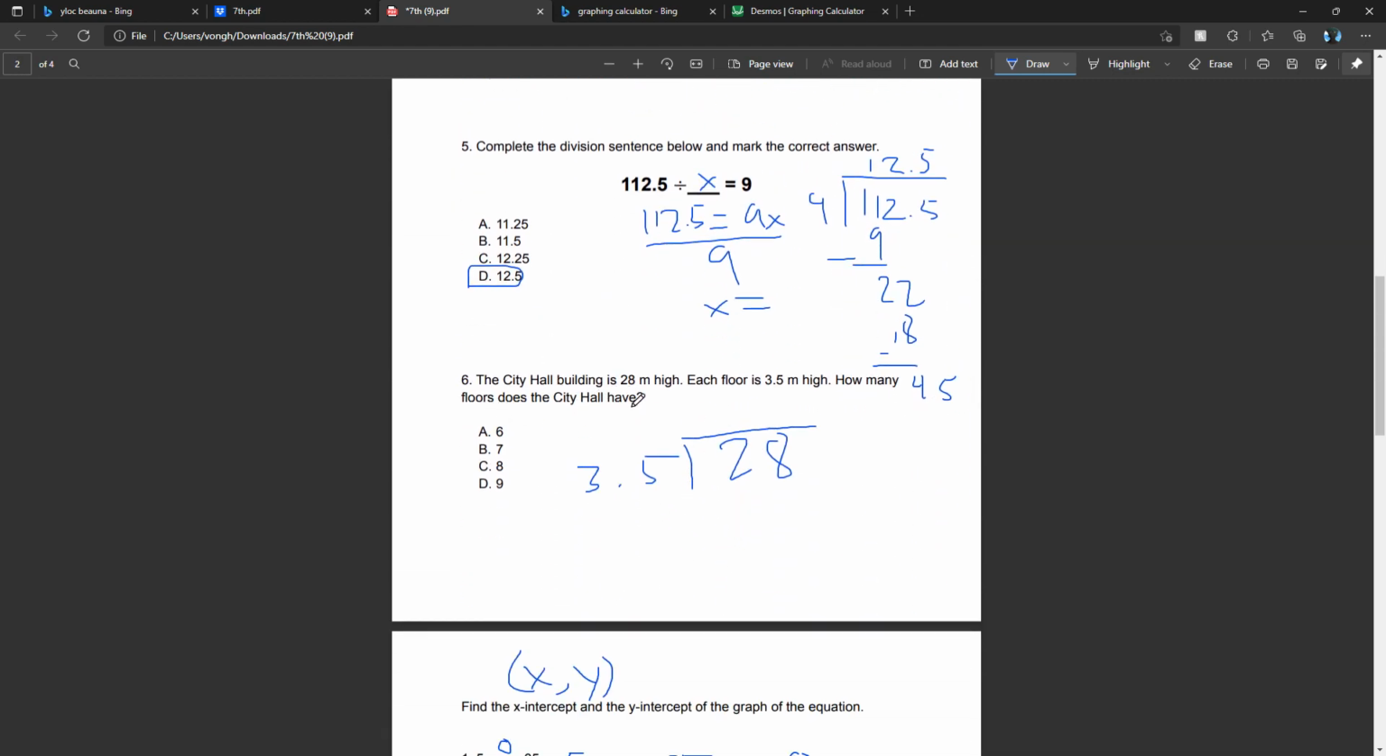The city hall building is 20 meters high. Each floor is 3.5 meters high. How many floors does the city hall have?